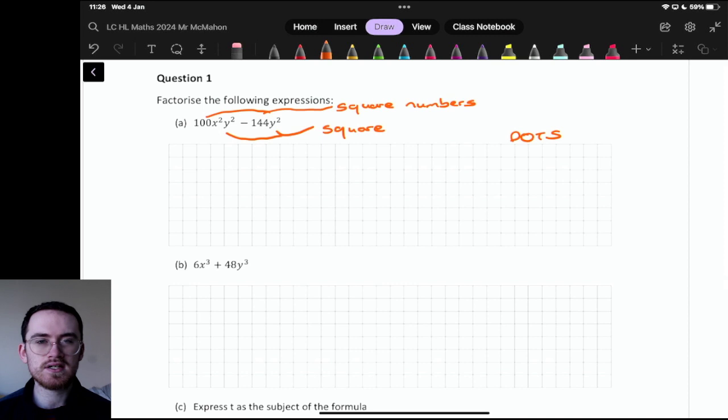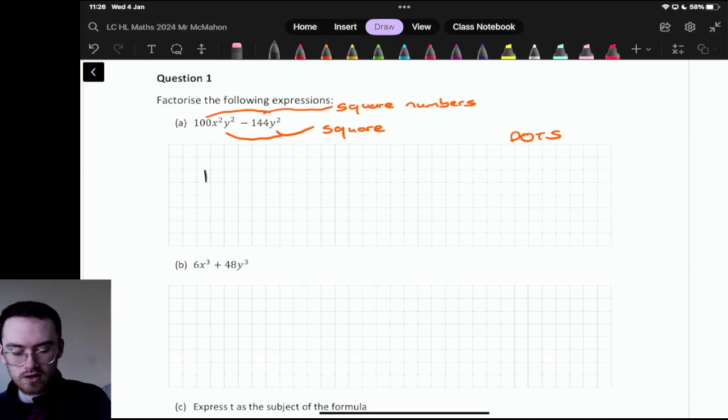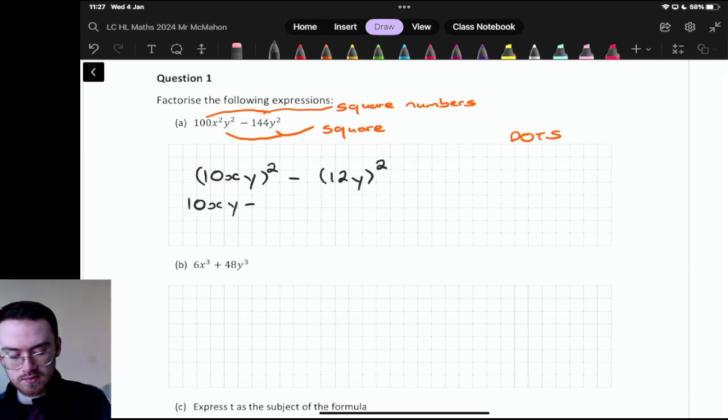And the key thing to start a difference of two squares is that we take each of the terms and we rewrite them as something squared, and then we can move to our brackets. So to start with, 100x squared y squared can be written as 10xy all squared, and the 144y squared can be written as 12y all squared. Once we have that done, we can move to our brackets. So our 10xy minus 12y, 10xy plus 12y. Okay, and that is your answer then for 5 marks.